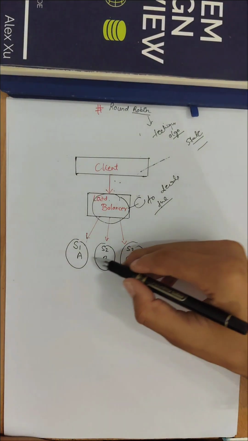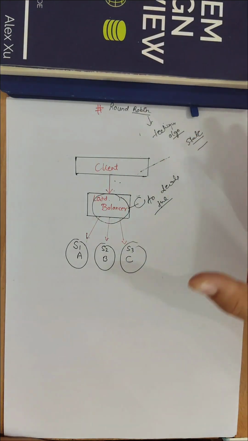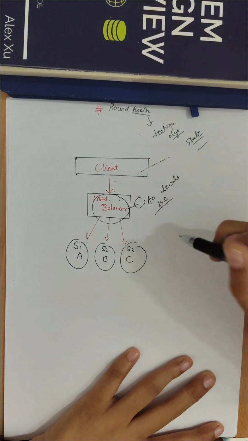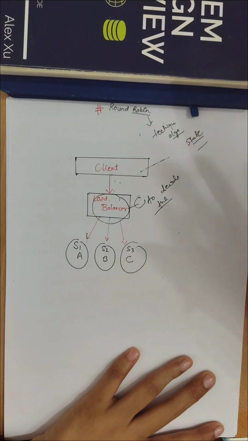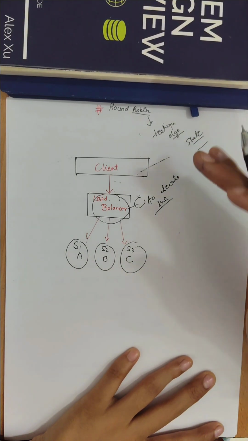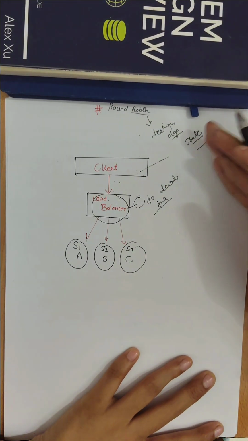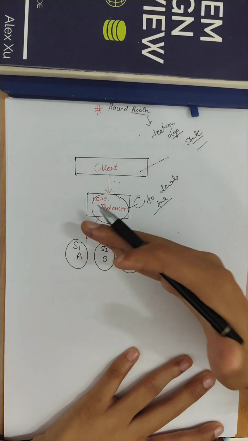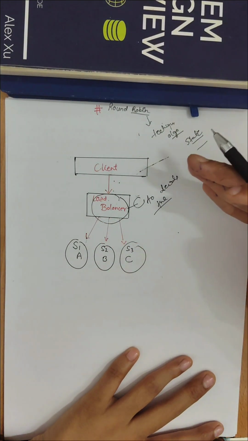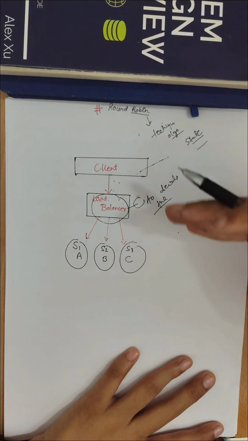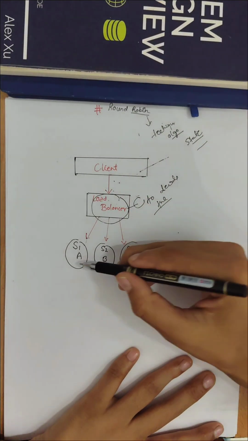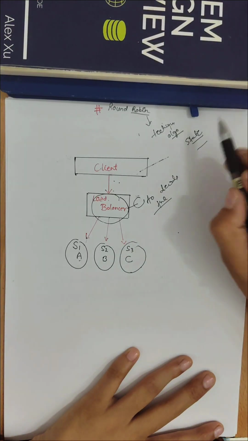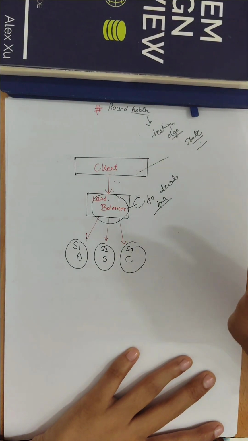Static means all three have the same computational power, and round robin does not consider the computational power of each server. It only works on predefined rules. It means it will follow whatever rules are defined in round robin to distribute the requests among the servers, and does not consider the computational power of these servers. So that's what I mean by static.